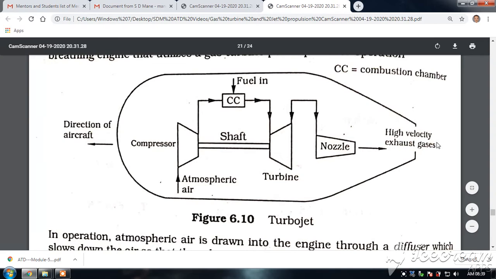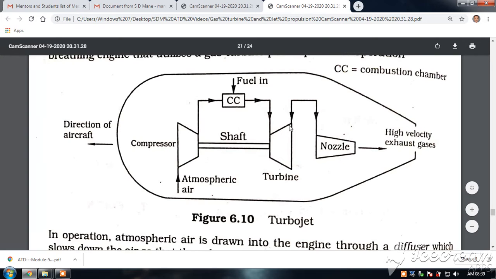You see the air is entering like this, the direction of the aircraft is like this. Here you have a compressor, and before that compressor you can also have a diffuser. Air enters through the diffuser, then enters the compressor, then comes to the combustion chamber. In the combustion chamber fuel is injected, there is ignition and it burns, and then the burnt gases are passed through a turbine.